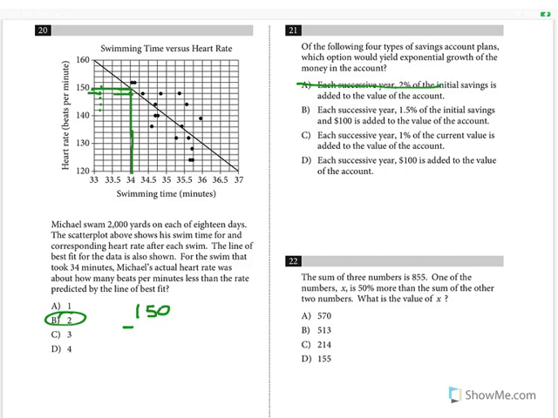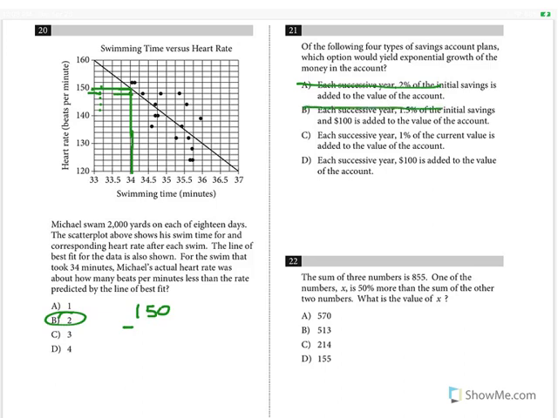Each successive year, 1.5% of the initial savings and $100 is added to the value of the account. So again, now we're saying 1.5% of what was initially put in, and then just adding $100 to that. Again, that's a set amount that's being added each year. That is not exponential growth.